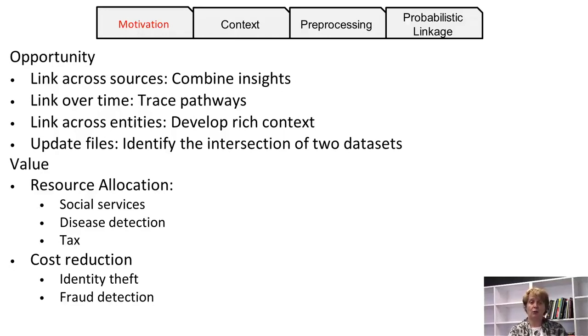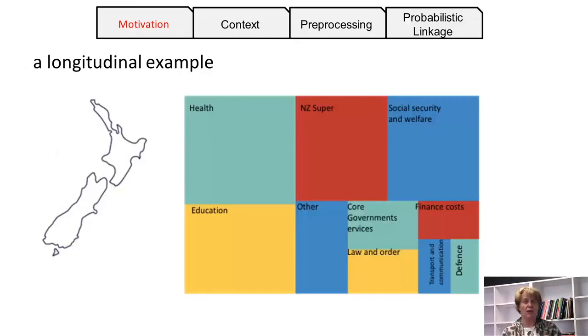Or I could use it to detect fraud because I can combine information. It's also going to help in cost reduction. If I'm worried about identity theft or about fraud detection and so on, I can use that information. So let me make all of those ideas very concrete and talk about work that was done in New Zealand. And the next slide kind of talks about that.